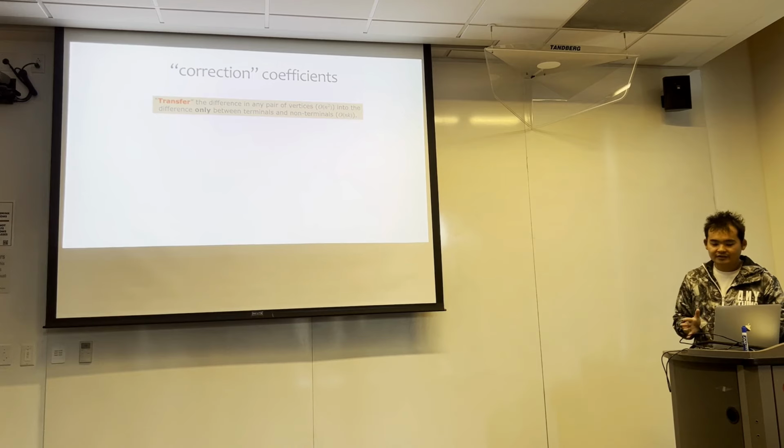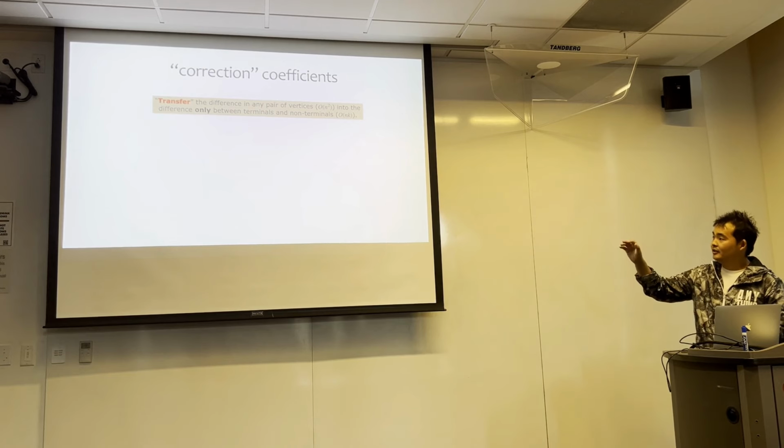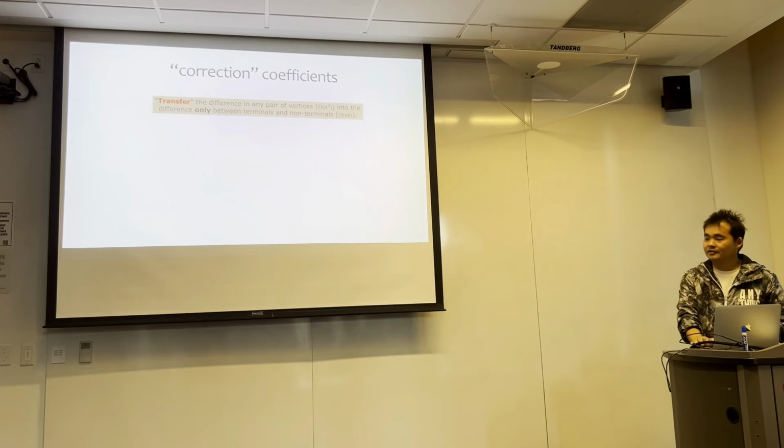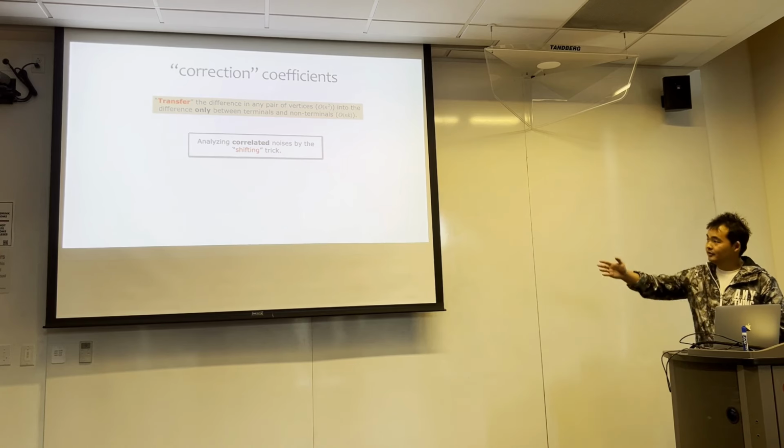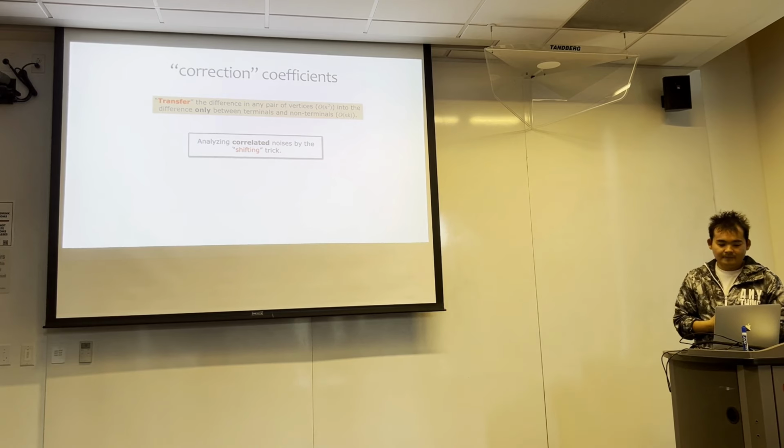The idea of proving this fact can be summarized in one sentence: we are able to transfer the difference in any pair of vertices into a difference in only edges between terminals and non-terminals, so any noise between them is enough. To prove this, we analyze what would happen if we shift the noise a little bit according to the so-called correction coefficients. So we are analyzing correlated noise, but I'm not adding correlated noise in the algorithm. It's more like I will construct a coupling between the randomness of the noise for parallel neighboring graphs.